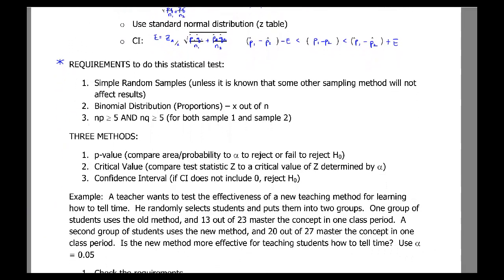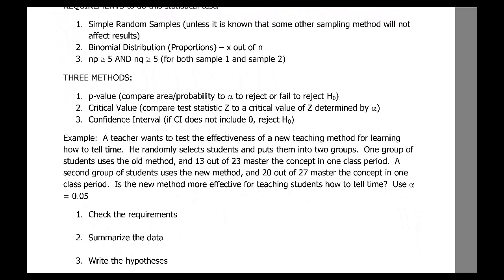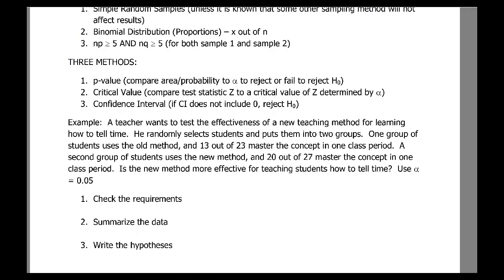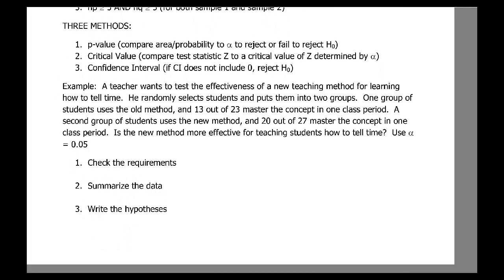Alright, three methods. Again, we have the p-value method, the critical value method, and the confidence interval method. And we're going to look at all three types for our example. The most common one that we're going to be using is the p-value method, but we can use either of the others to get the same result.